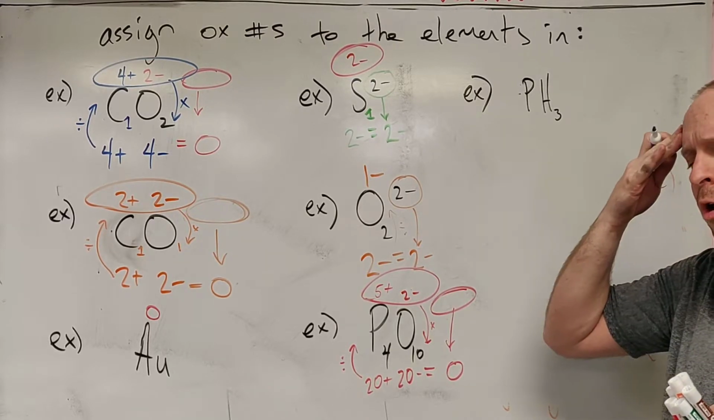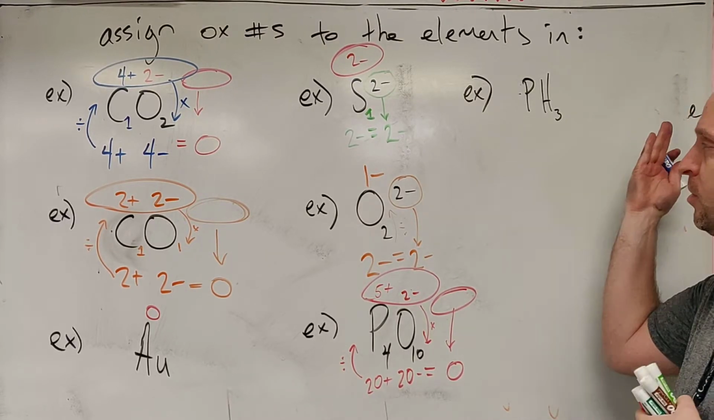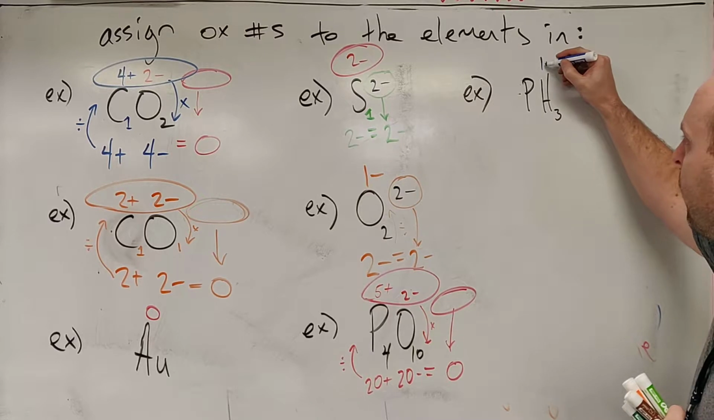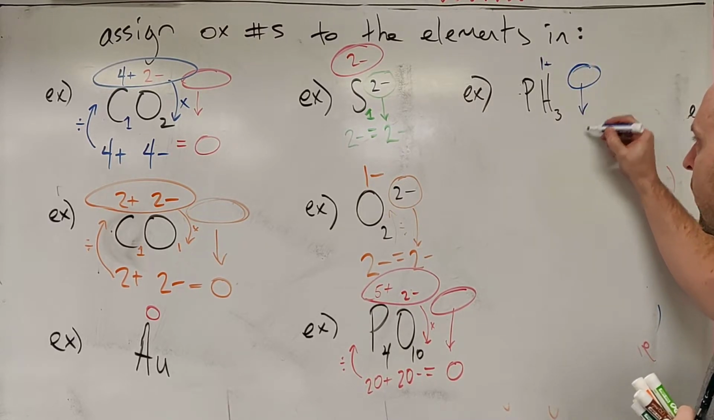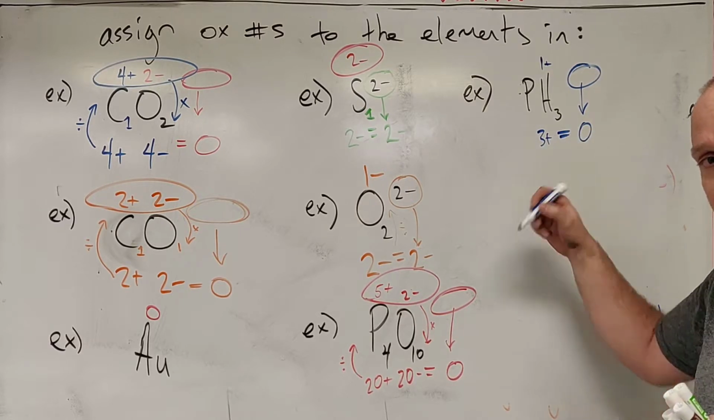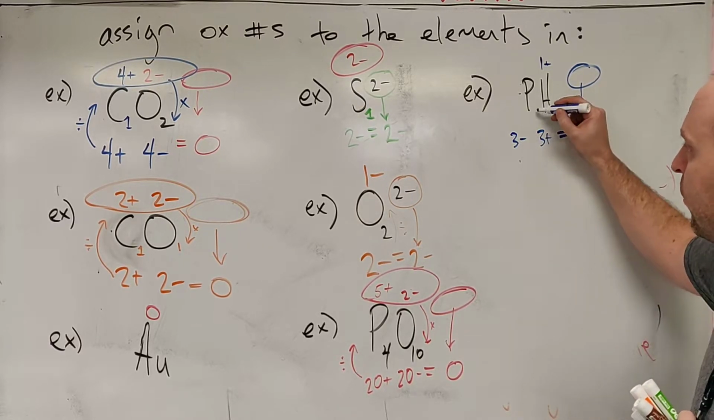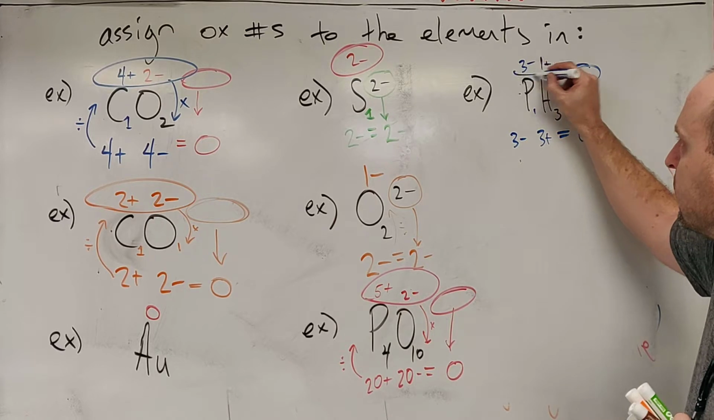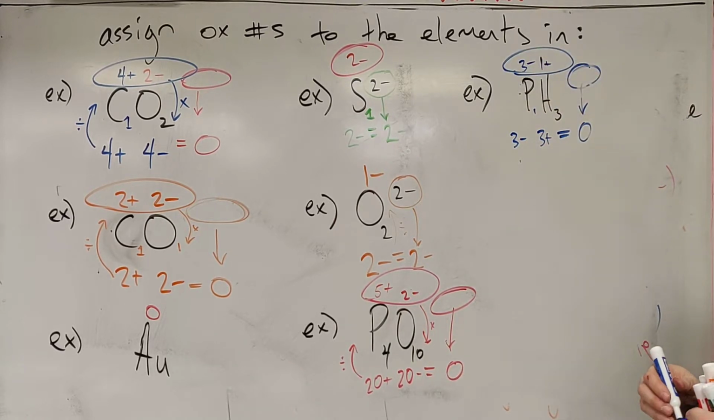Elemental state, no. Fluorine, no. Hydrogen, oh look, there's hydrogen, right? 1+, I've got nothing here, I'm going to carry nothing down. 1 times 3 is 3 pluses, going to be balanced out by 3 minuses. 3 over 1 gives me 3 minuses. Okay, yeah, that's what I would have predicted.